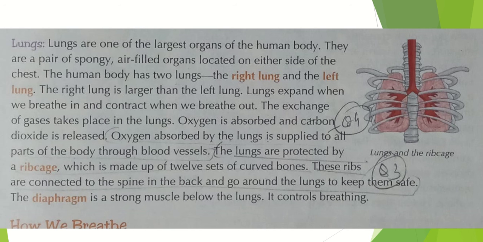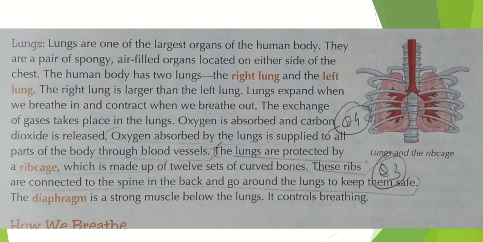Now, what is written about the lungs is that lungs are one of the largest organs of the human body. They are a pair of spongy air-filled organs located on either side of the chest. The human body has two lungs, the right lung and the left lung. And one more, most important thing written about lungs is that the right lung is a bit larger as compared to the left lung.